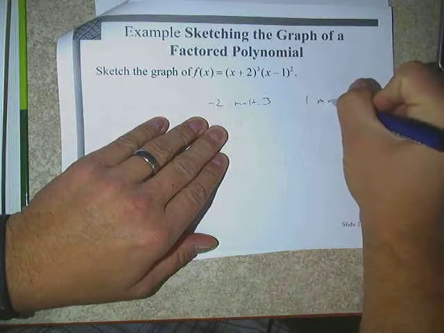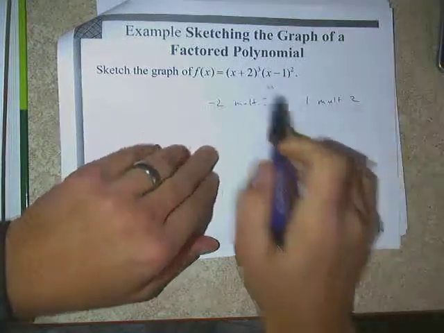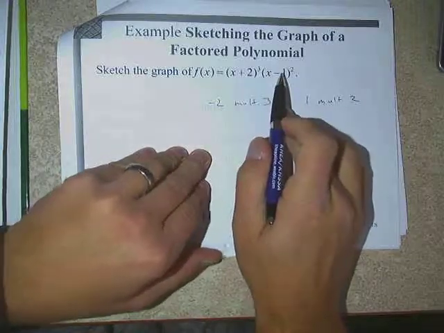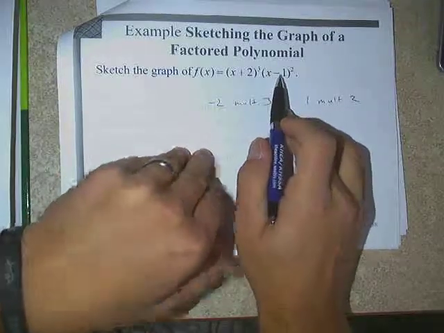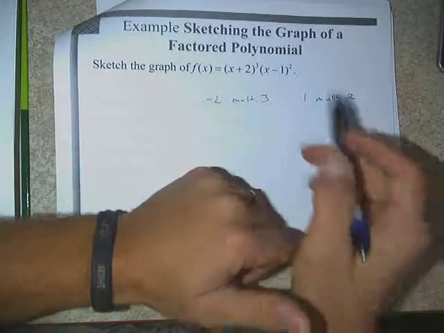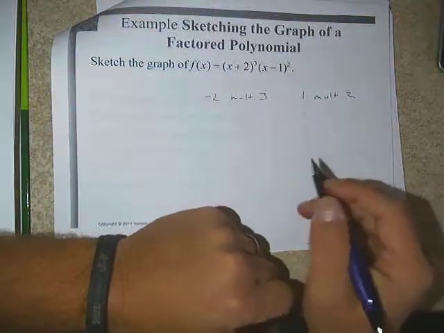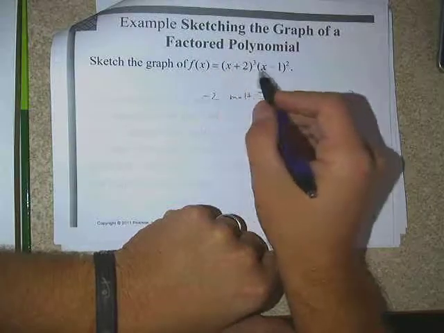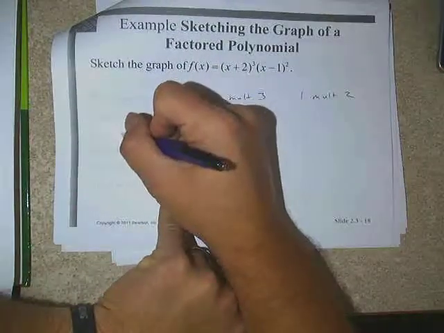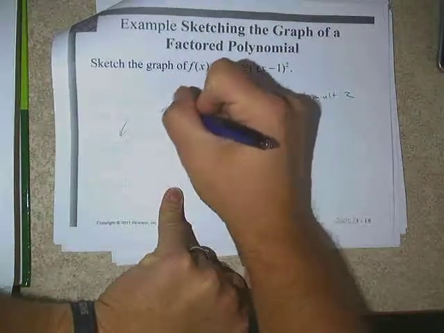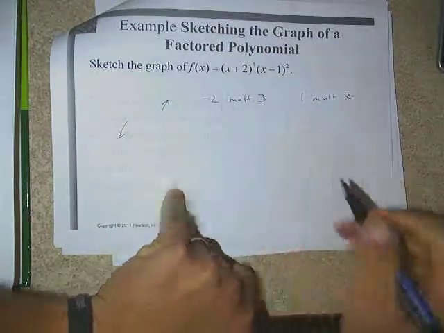So looking at this one, let's see if we can figure out what's going to happen here. If we have this one, we would say that negative 2 has multiplicity 3, and 1 has multiplicity 2. Overall, it's a 5th degree function here. This would be cubic and quadratic, and if we expanded that all out, we'd have an x to the 5th term here.